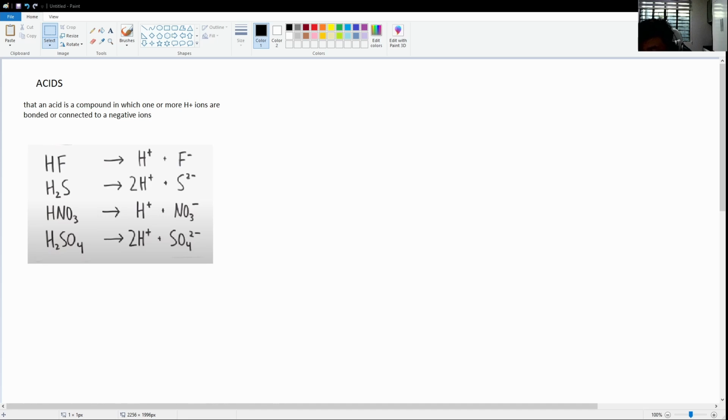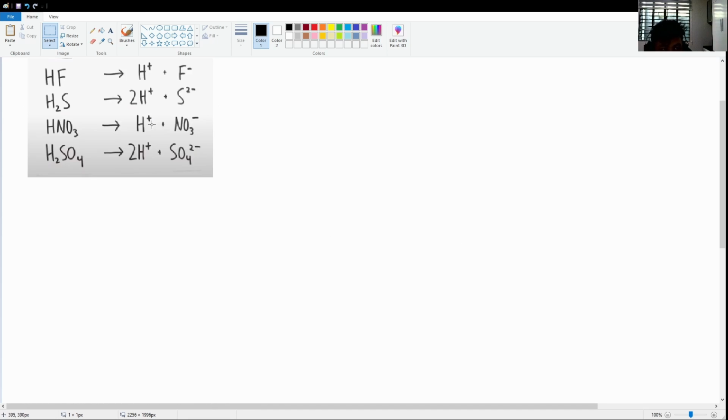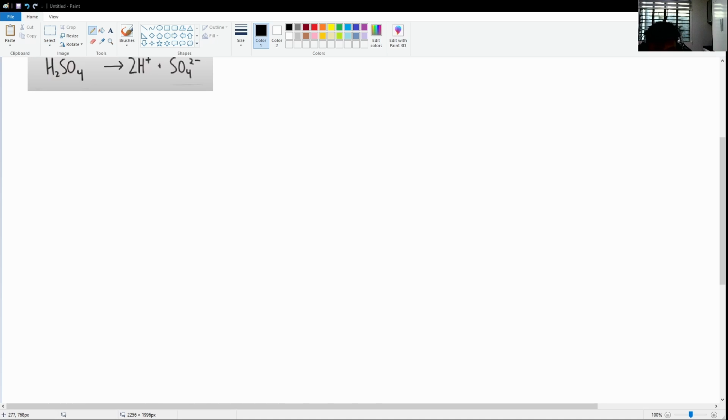There are really two types of acids: ones that have oxygen like these, and ones that don't have oxygen like these. There are different rules for how we name them, so let's start by doing some examples with acids that don't have oxygen. So here we have HCl, and there is no oxygen here.